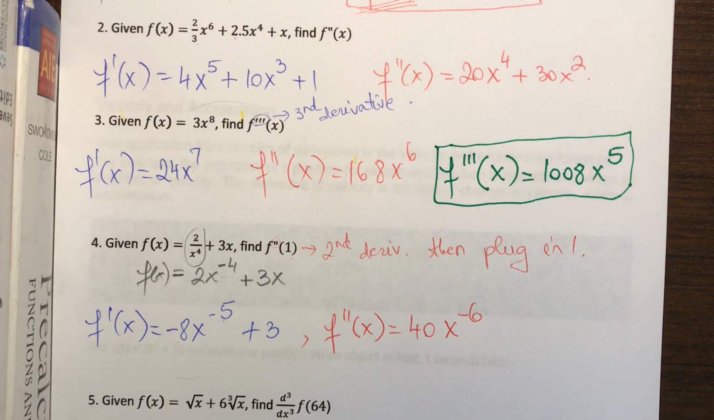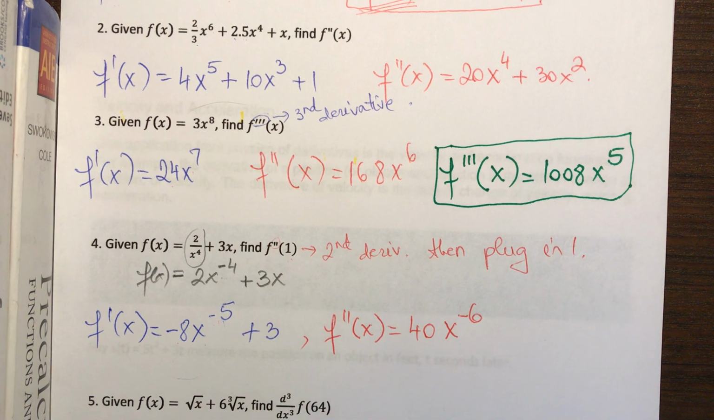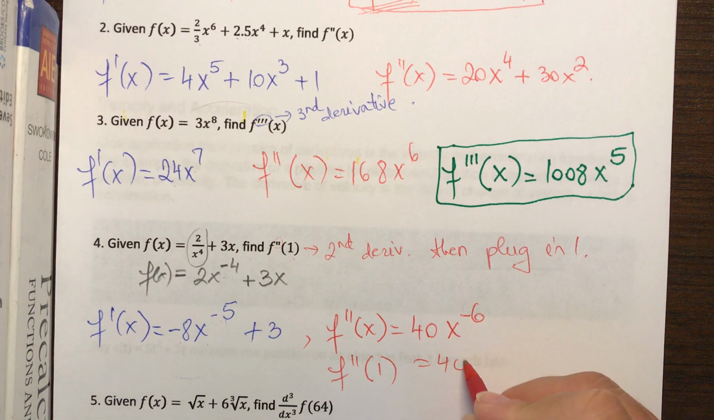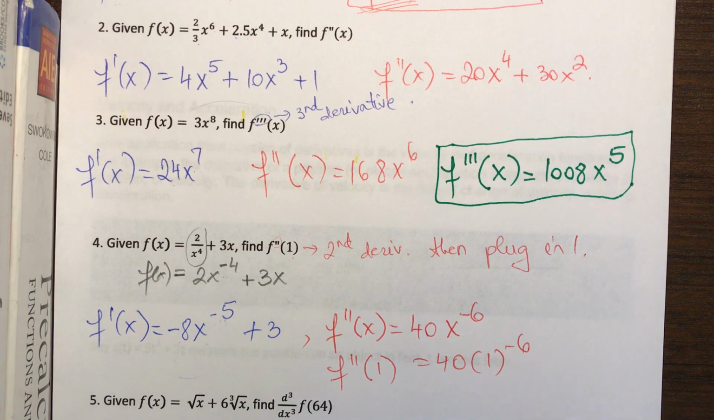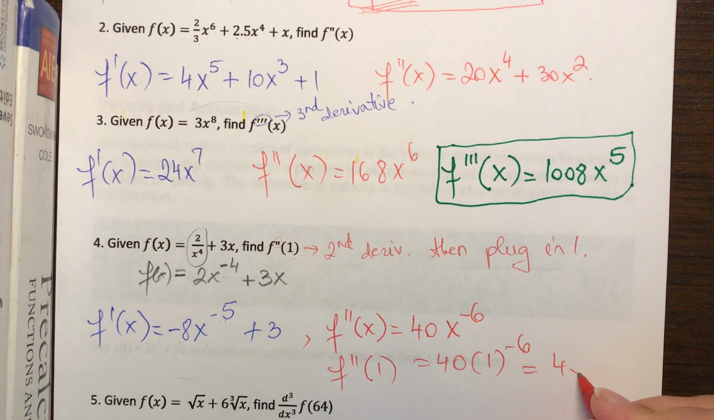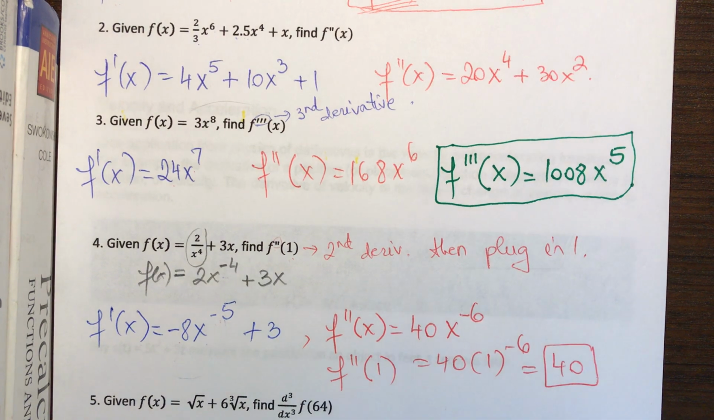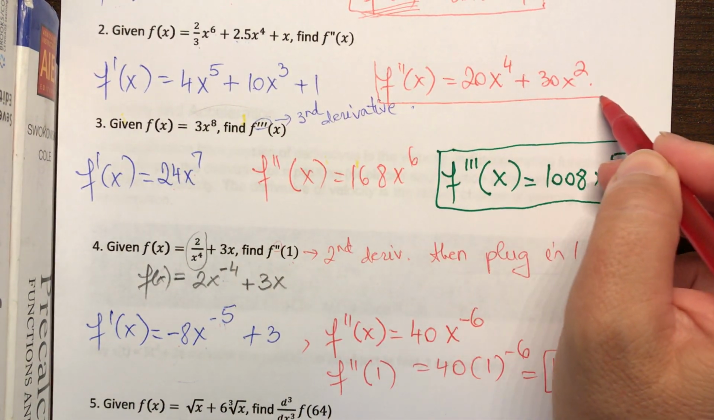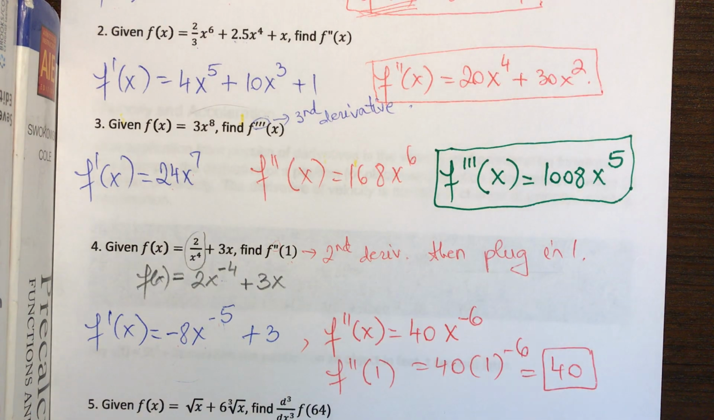And I might not even need to fix it. Why not? Because I'm not done yet. What else do I have to do? I have to plug in the 1, yes? So now let me plug in the 1. I stay with the reds for the second derivative. So 40 times 1 to the negative 6, which is 1 over 1 to the 6. That's a 1 regardless. So the answer is 40. Okay. All right. Let me just box all the answers. There you go.